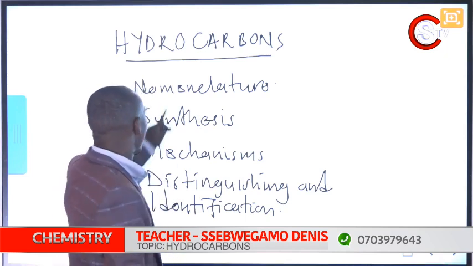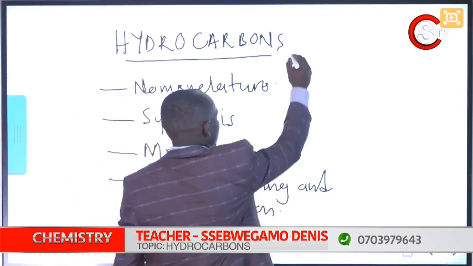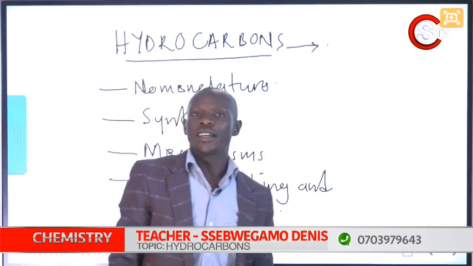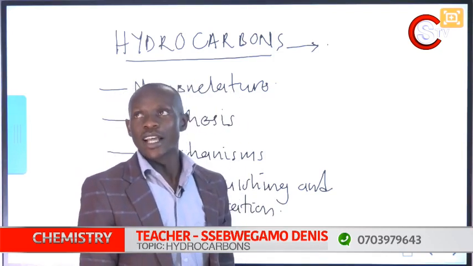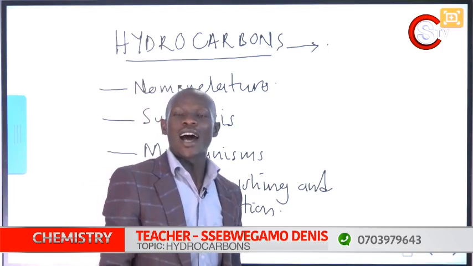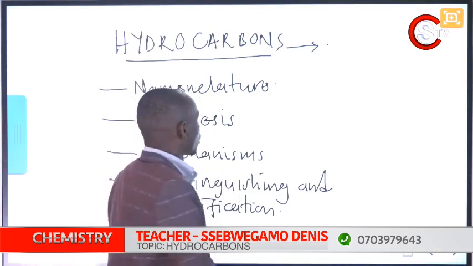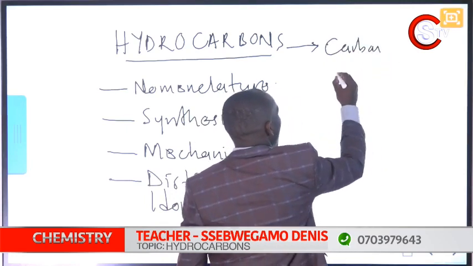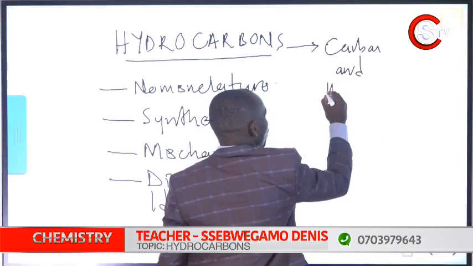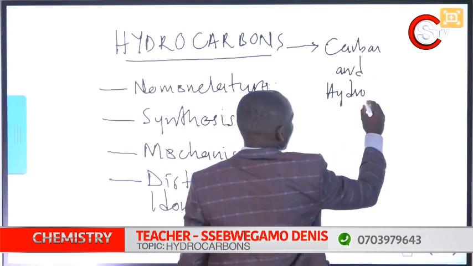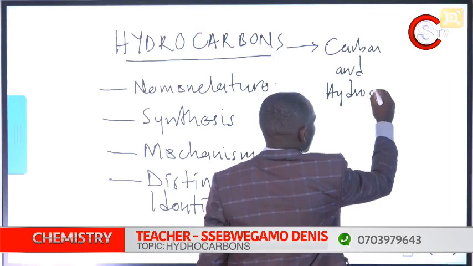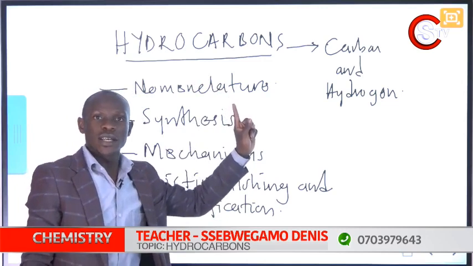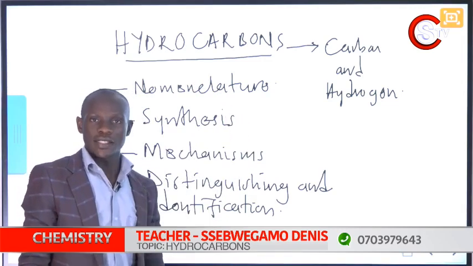So back to our hydrocarbons. What are hydrocarbons? Hydrocarbons simply mean organic compounds that consist of carbon and hydrogen only. So they contain carbon and hydrogen. But now, the hydrocarbons have mainly 3 classes.